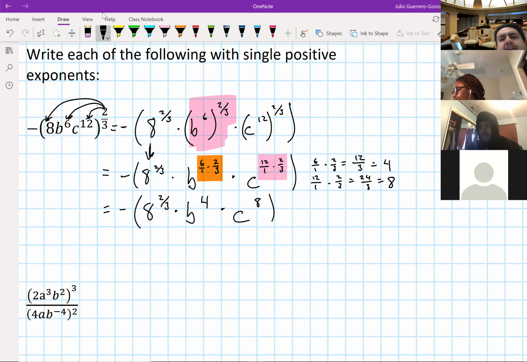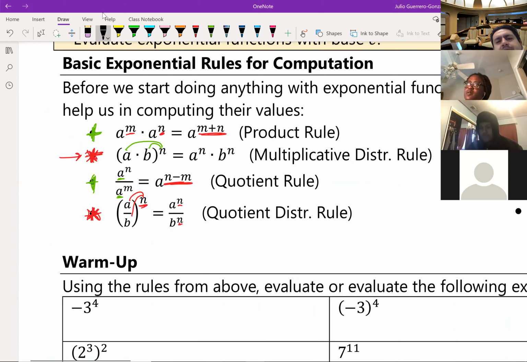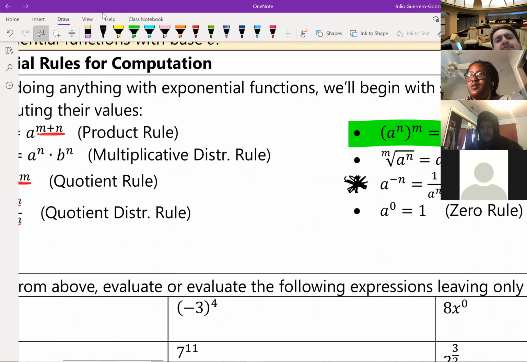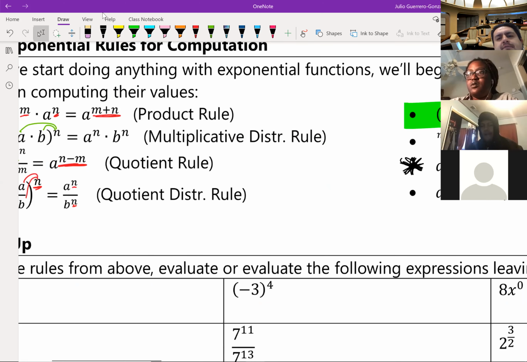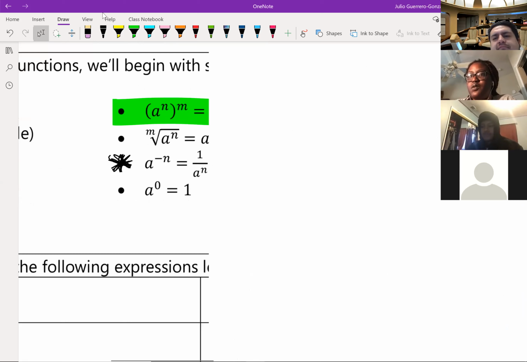Right. So the idea here is all of these things over here, both these lists, these are just rules. You can use them. You can invoke them as you wish. Cool.